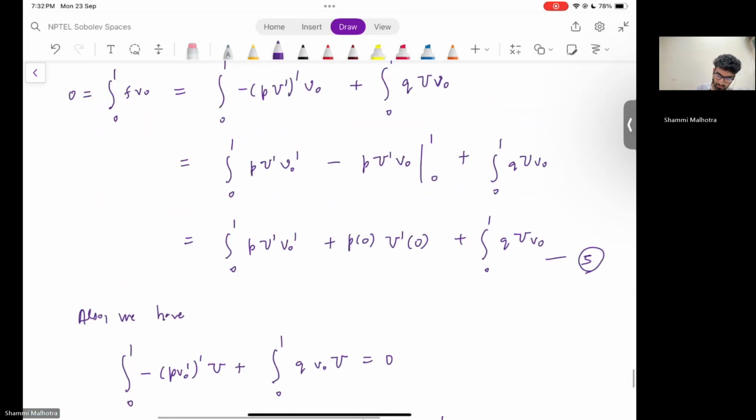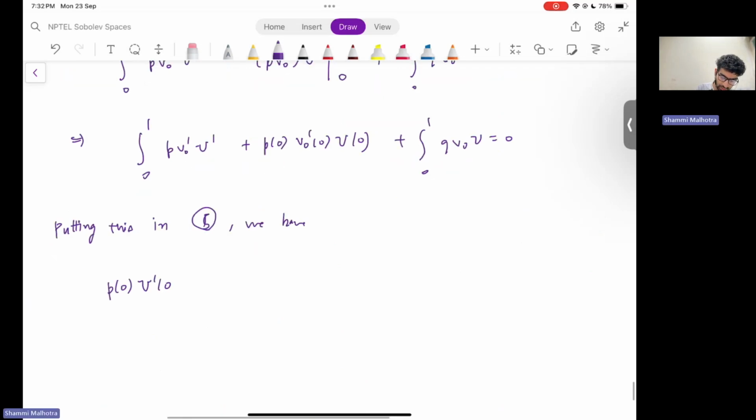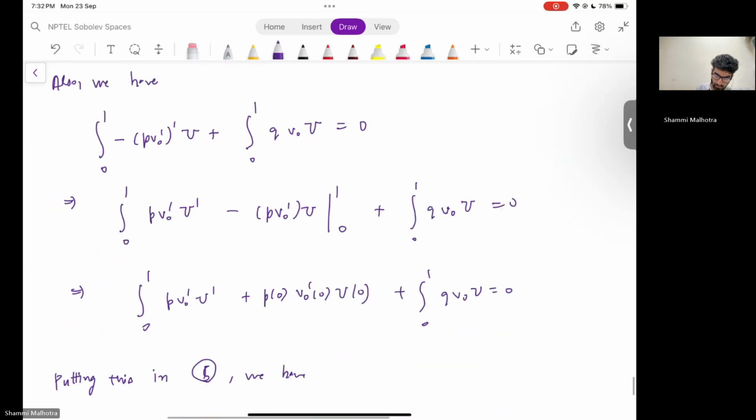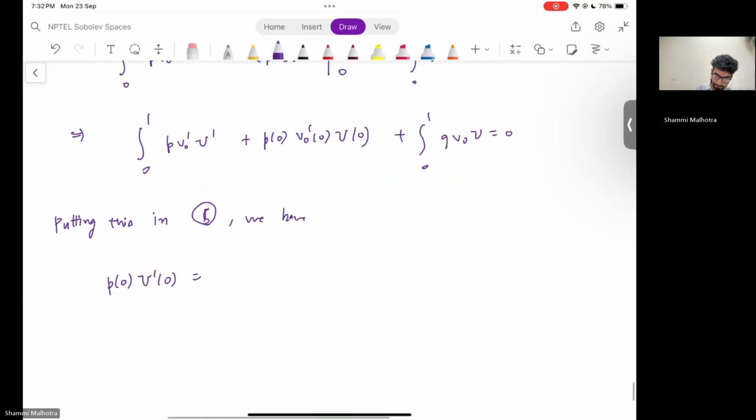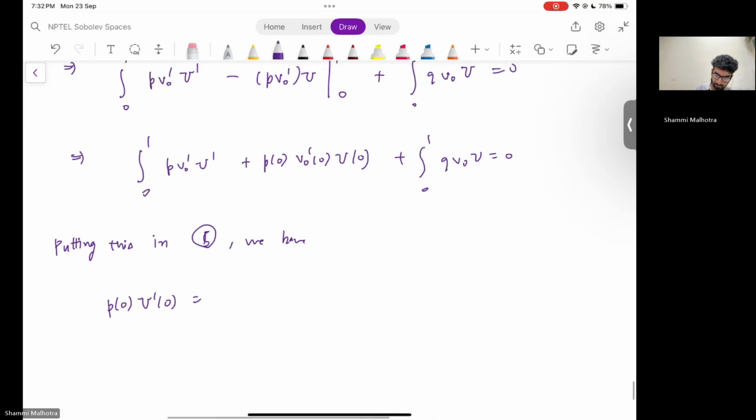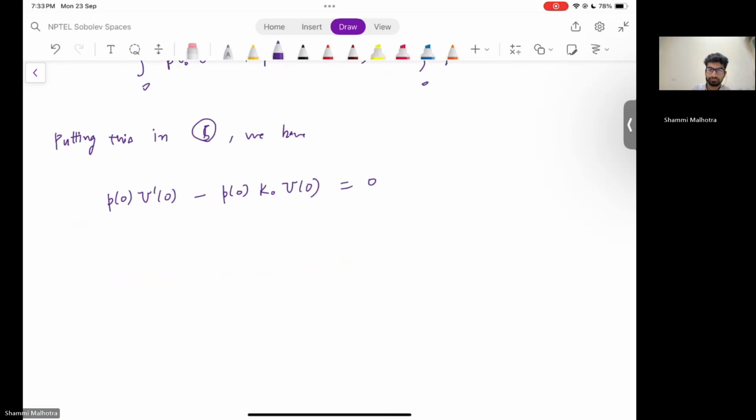p(0) u'(0) equals, this is actually minus here, minus p(0) v naught'(0), or we can take this to be k naught only, k naught u at 0 equals 0 only, and this gives, since p(0) is non-zero, u'(0) equal to k naught times u at 0 only.